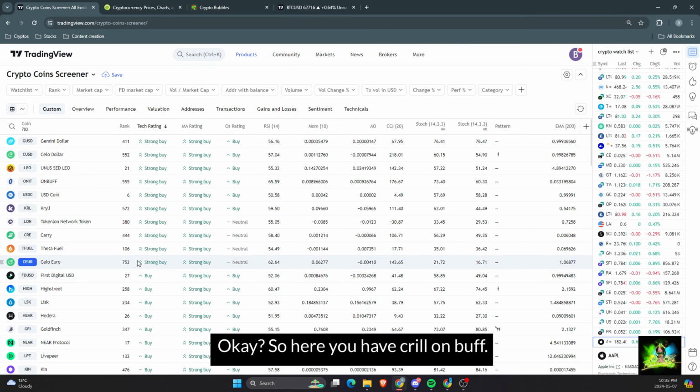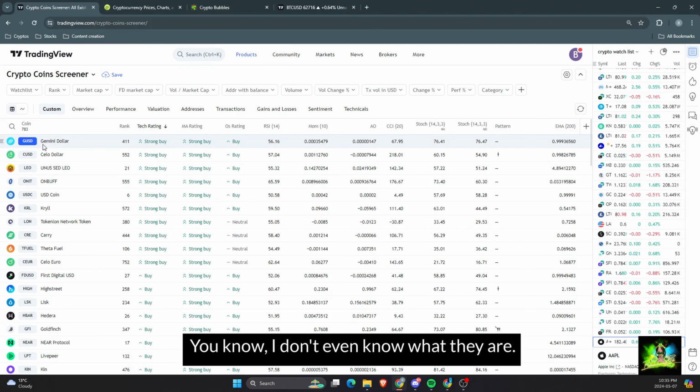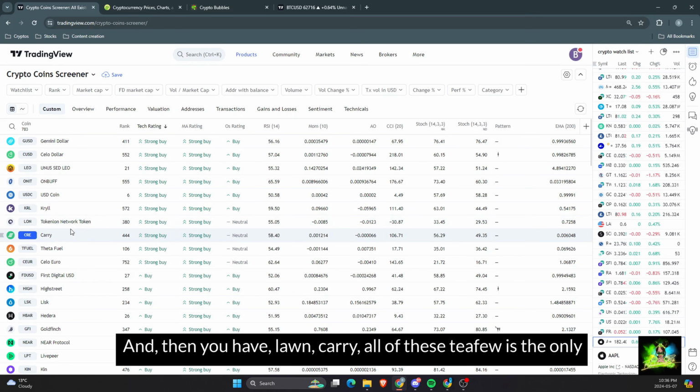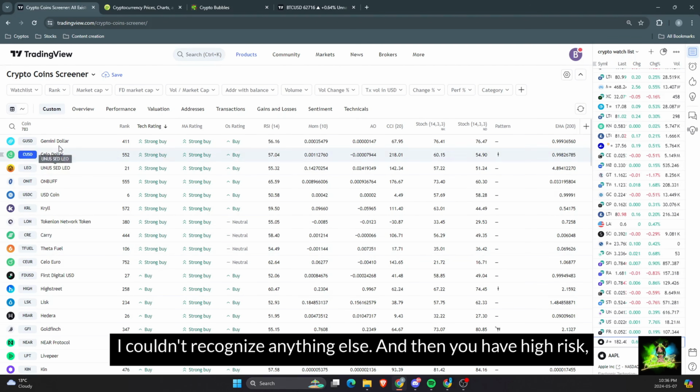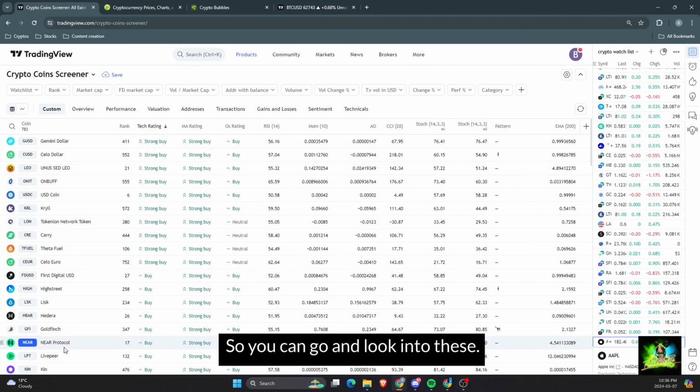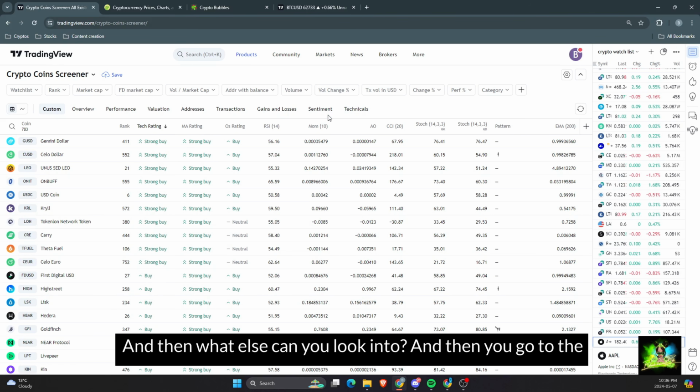Here you have a few I don't even know what they are. CELO is something that you can go and look into, and then you have the others. T-Fuel is the only one I could recognize. I couldn't recognize anything else. And then you have High, Lisk, Hedera. All of these are strong buys right now. So you can go and look into these instead of looking at 1,000 tokens. You can go look into this data, and then what else can you look into?